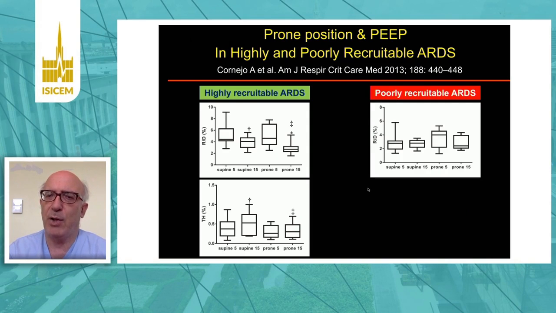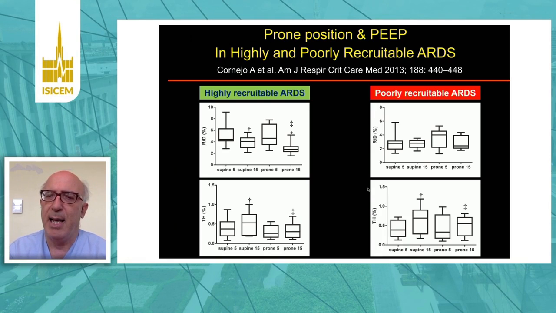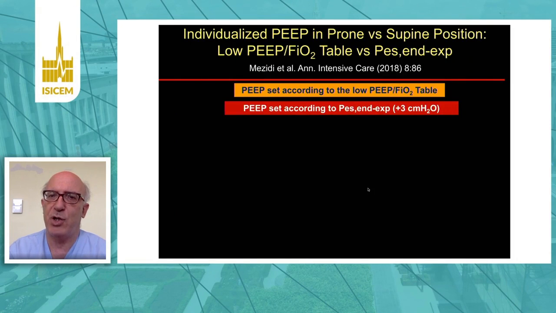In presence of poorly recruitable ARDS, we observe no major changes in opening and closing of the atelectatic alveoli by increasing the level of PEEP in prone or supine, but the amount of overdistension is higher in supine at 15 centimeters of water, and also in prone position at 15 centimeters of water. So the application of higher PEEP in prone appears to be associated with less opening and closing and less hyperinflation when applied in highly recruitable patients as compared to poorly recruitable ARDS patients.